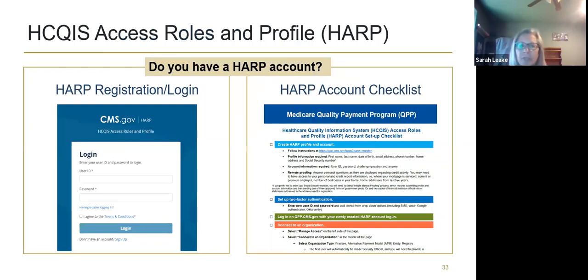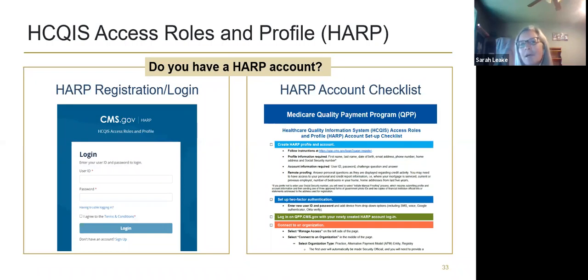The HCQIS is called Healthcare Quality Information System, and it's the CMS system responsible for the various quality reporting applications. The HCQIS Access Roles and Profile is HARP.